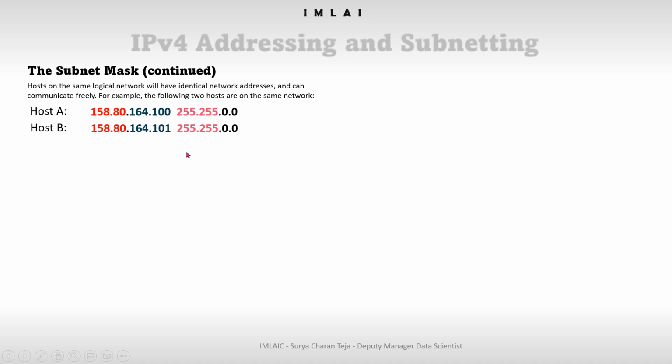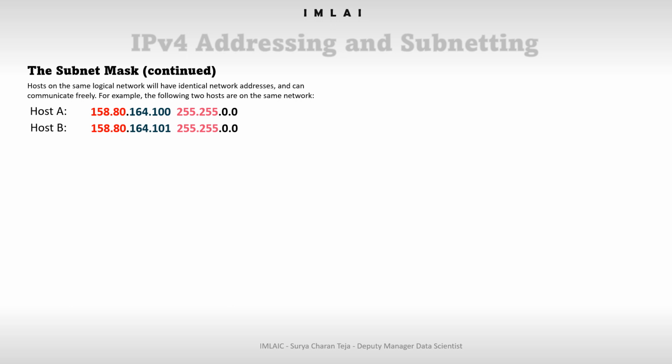By looking at the IP addresses, we can say that both are in the same network, but the host identification is different. Host A's last octet is 100, and host B's last octet is 101. Both share the same network address, 158.80, which is determined by the 255.255.0.0 subnet mask. Because of that we are able to make out which part identifies the network and which part identifies the host. Hosts that are on different networks cannot communicate without an intermediating device.